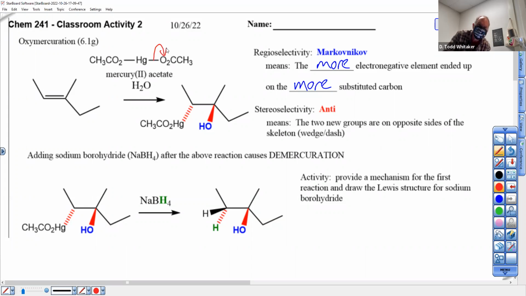It's going to grab the electrons and say, hey, when I'm around, you don't get electrons. There you go. So you get a mercury ion that looks like this: HgO2CCH3 with a plus here. And you also get O2CCH3 with a minus. That's called acetate, right? Acetate.